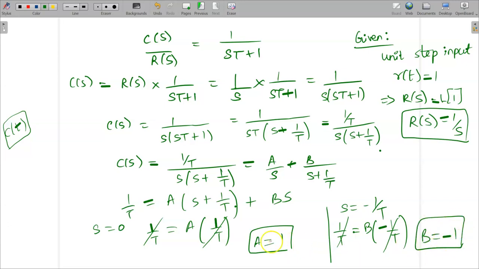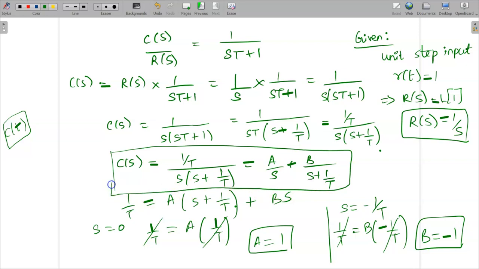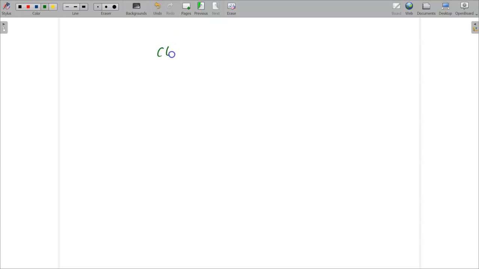Once you have determined the A value and B value, let me substitute in this equation, in this C(s). C(s) is A by s plus B by (s plus 1 by T). So substitute these two values here. C(s) is equal to, A value is 1 by s, B value is minus 1, so minus 1 by (s plus 1 by T). Okay, so now we can easily determine c(t) by applying inverse Laplace transformation.